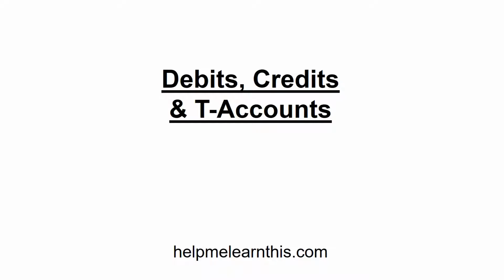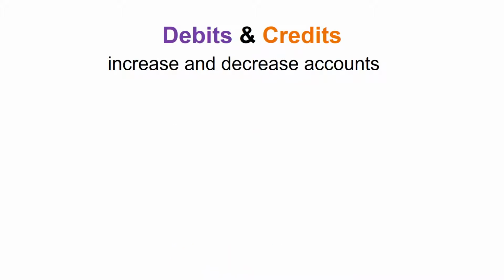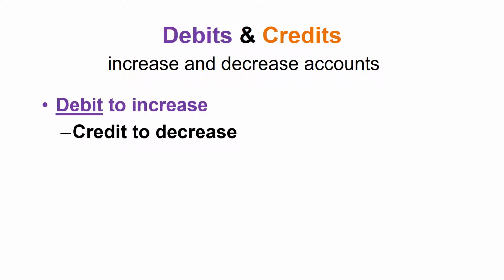In this video, I'm going to talk about debits, credits, and T accounts. Debits and credits are how we increase or decrease accounts. Whether an account increases or decreases with a debit or credit depends on the type of account that it is. Accounts that you debit to increase, you will credit to decrease.